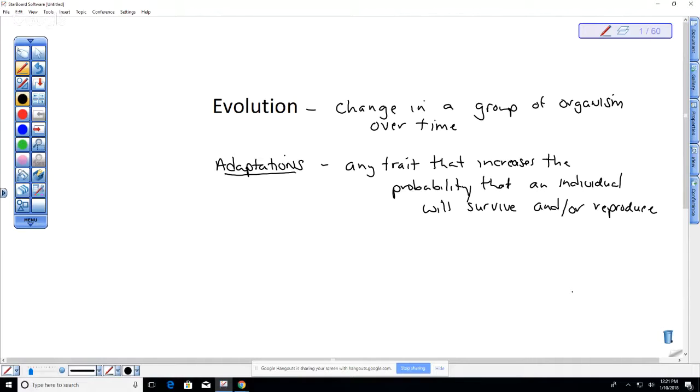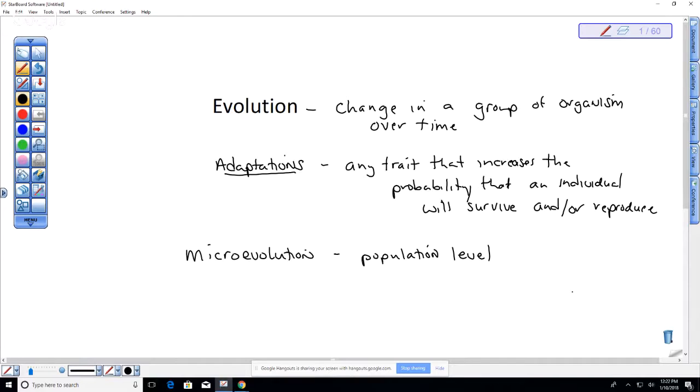Okay. So we're going to talk about the types of evolution, and microevolution is referred to as the change in a population. So this is at the population level. A population is a group of individuals of the same species. A species from the biological perspective is two individuals that are capable of reproducing and producing viable offspring. And so populations are made up of the same species.